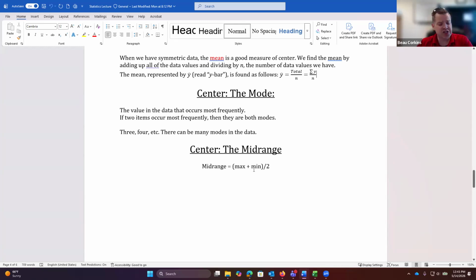And then the midrange is the value in between: the maximum plus the minimum, divided by 2. This isn't really a great number, especially with skewed data sets, but it's a simple value to calculate for sure.